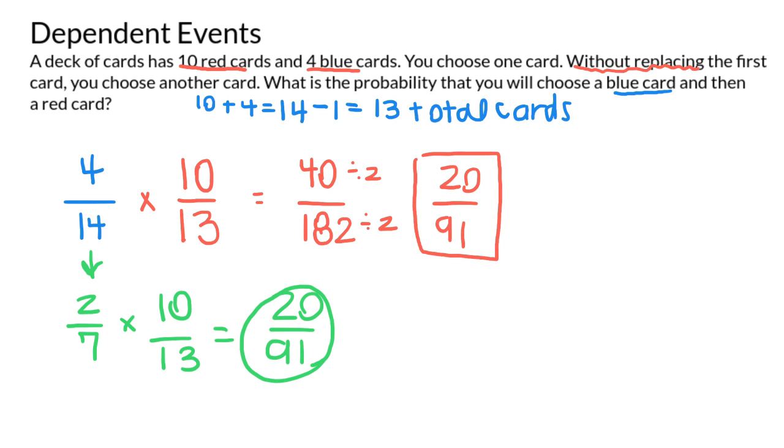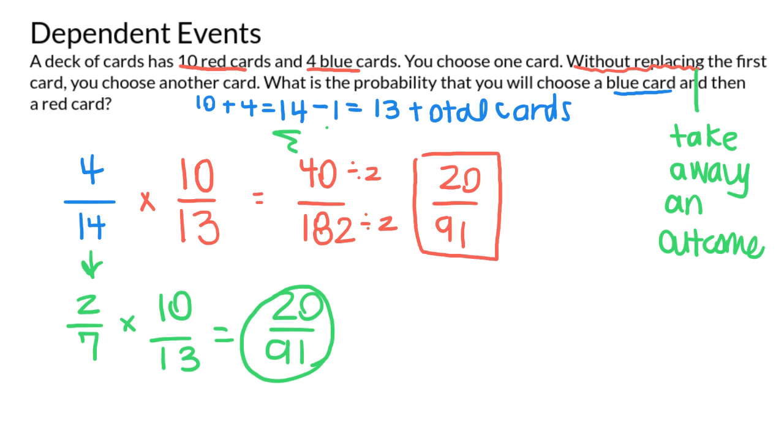Again, notice that without replacing means to take away an outcome. So that means we started with 14 cards and we took one away, so we were down to 13 total cards.